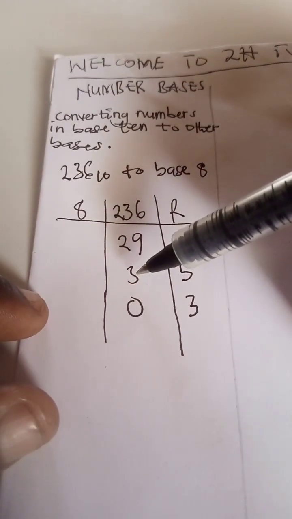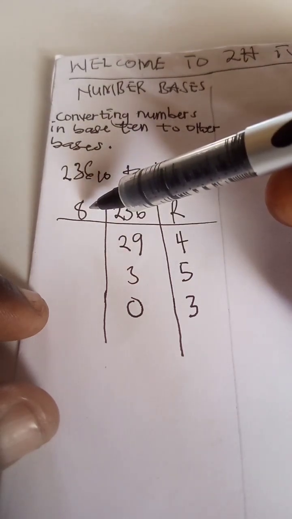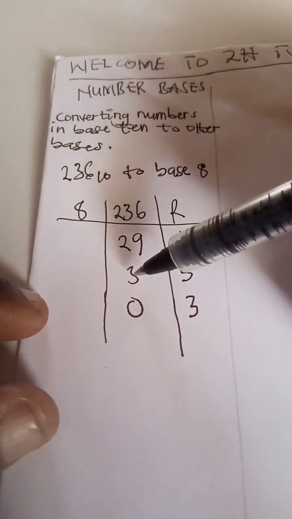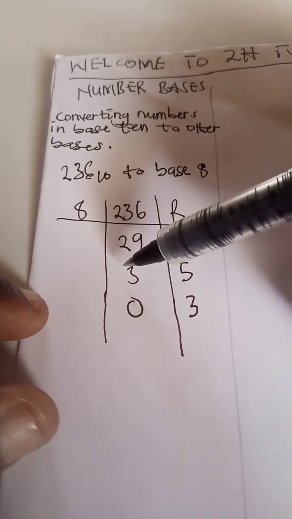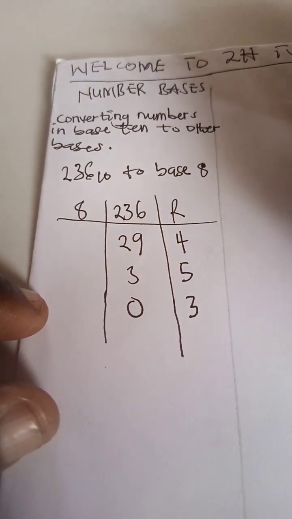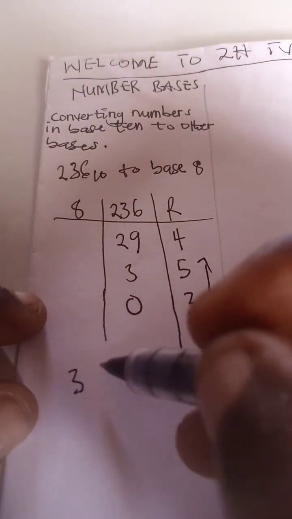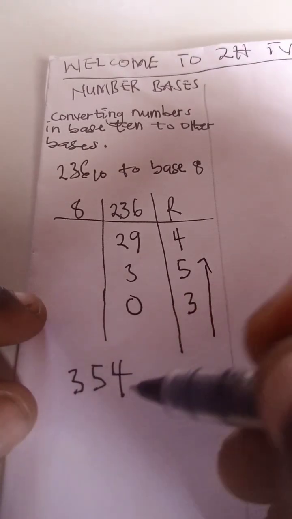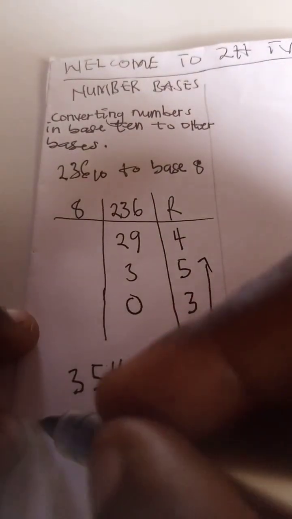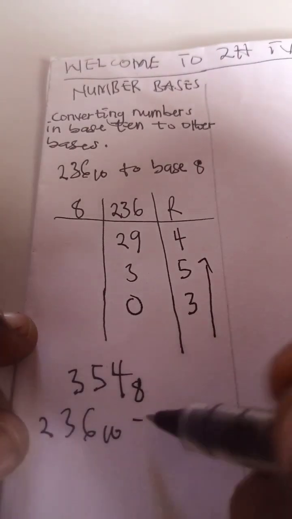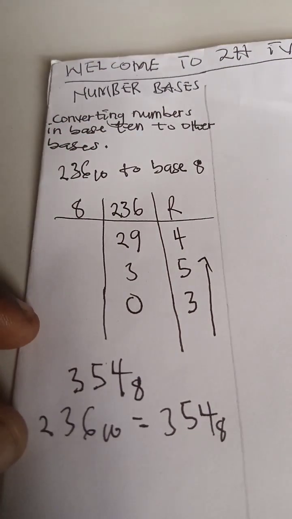So 3 won't be able to be divided by 8, right? So what happens is you write a 0 below the 3, then you repeat the 3 as a remainder. What you have to do next is write the numbers from bottom up. So that is 3, 5, 4. It is now in base 8, right? So 236 base 10 in base 8 is 354. Okay, so this is how you go about it.